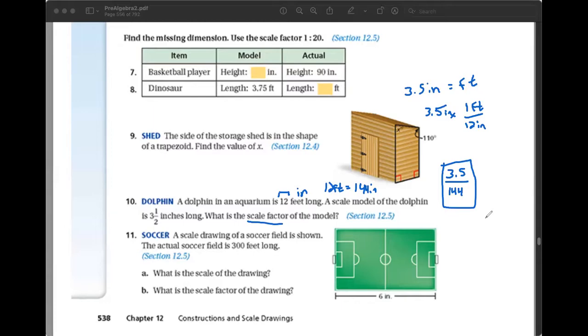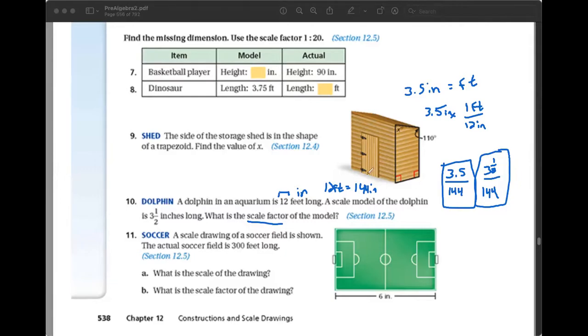So that's a good question, Andy. It's not going to give us a really good answer here. We can just say that the scale factor is going to be 3.5 to 144. I would say that's going to be your best answer. Because it's hard, we can't simplify the top to a really good number without a fraction. And if we did, then the bottom would have a fraction.